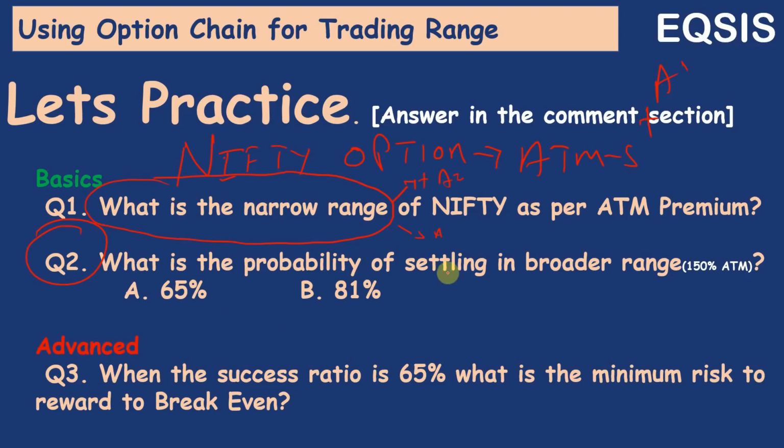What is the probability of settling in the broader range, I mean the 1.5 range, which is 65% or 81%? I think it's 81, and 65 is just a rounded-up number. Even 65 to 68 is okay; 81 to 85%, it's something in between.